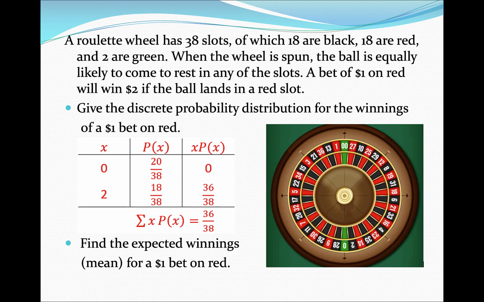So if I sum that column, the sum of x times p of x, that gives me 36 over 38. So that is the mean. You can see the mean here is 36 over 38, which, since we're dealing with money, I round to 2 decimal places and get 0.95. So this is actually an important value here. For every dollar you bet whenever you play roulette, on average, you win 95 cents.